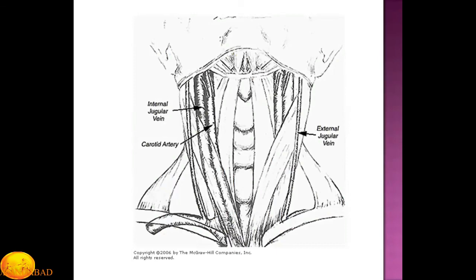So if the puncture is very, very medial, you can accidentally puncture the carotid artery. It's good if you can identify that you have punctured the carotid artery, then you will immediately remove your needle and apply gentle pressure for 1 minute so that a hematoma will not form. But if you are a beginner, not monitored by a senior, and you puncture and cannulate the carotid artery, then just imagine what will happen.